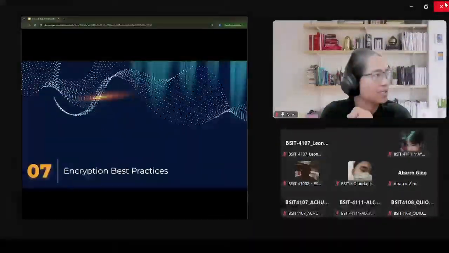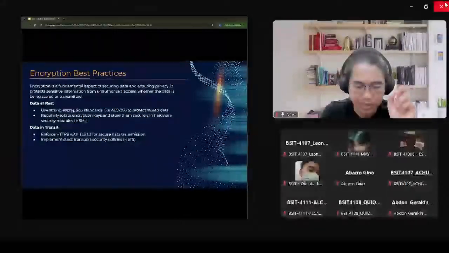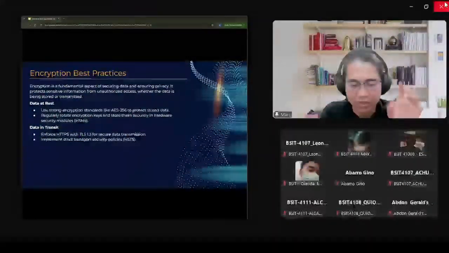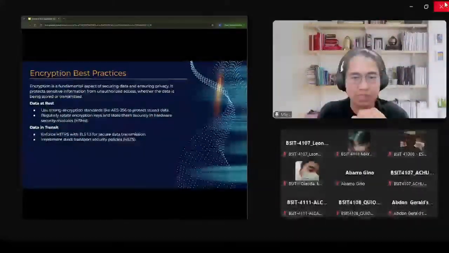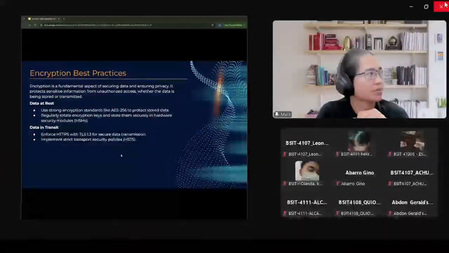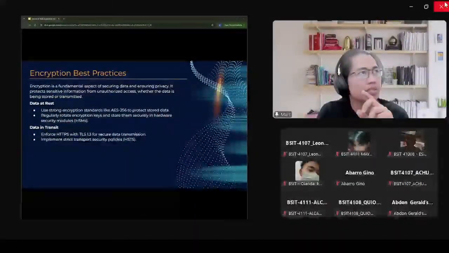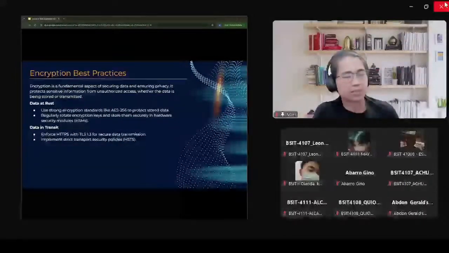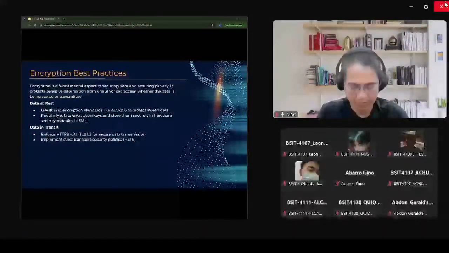Okay. The last section would be on encryption, and whenever I work on any application, this would be the first thing that I look into. The last topic I have in advanced security techniques for web apps is encryption.